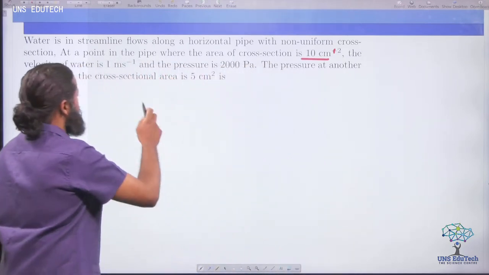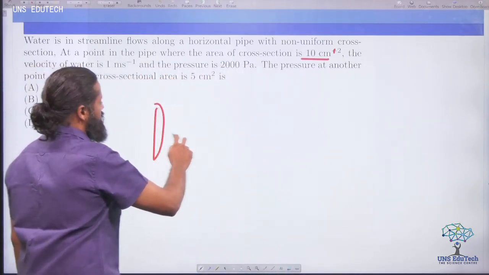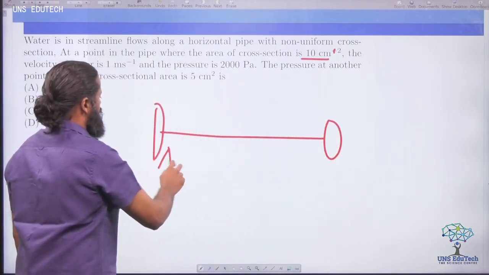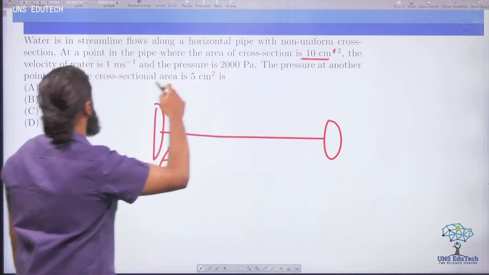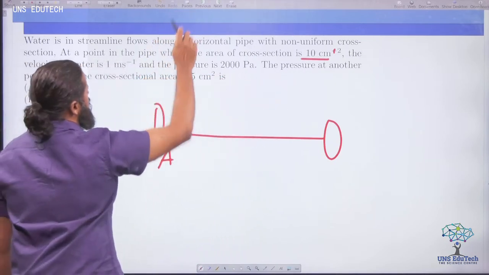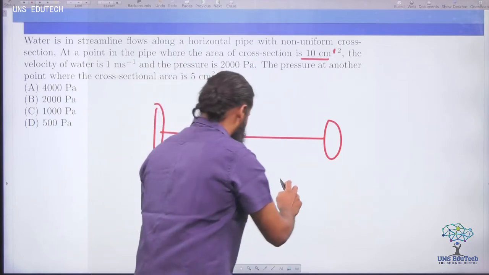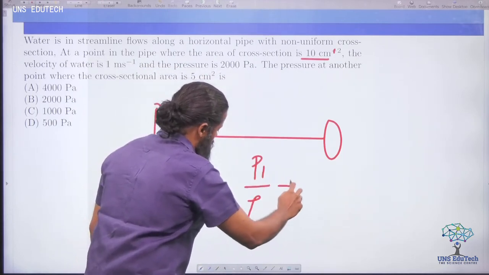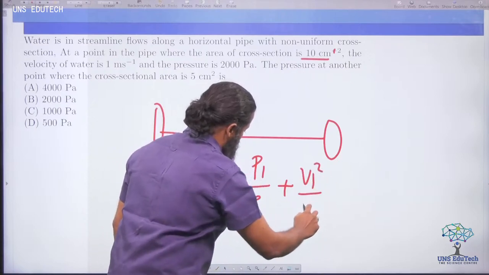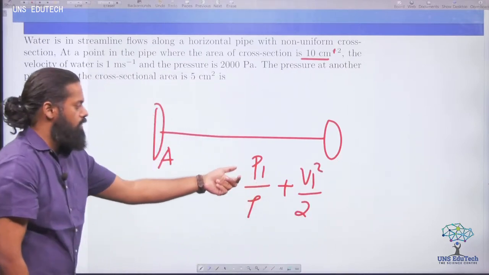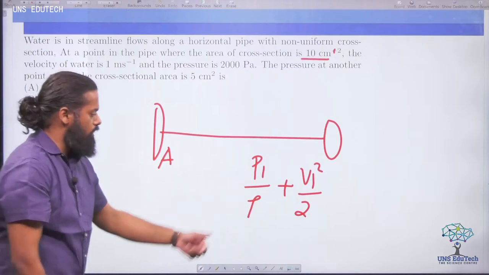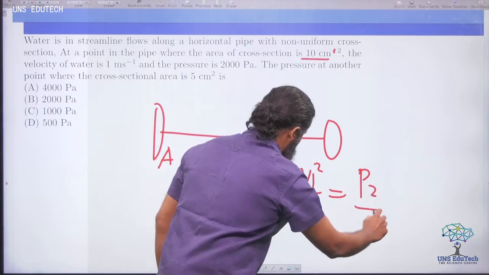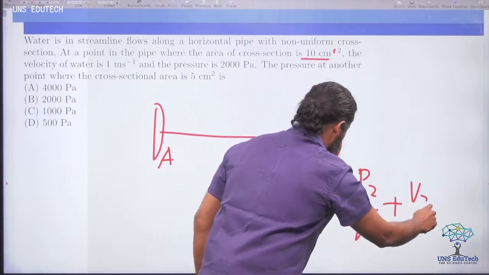So here, what is given? Two sections are there, the first section here and another section here, and both areas are given. We can directly write down Bernoulli's equation. You know that Bernoulli's equation we can write as P1 by rho plus V1 square by 2, where we divide by rho g, and that should be equal to P2 by rho plus V2 square by 2.